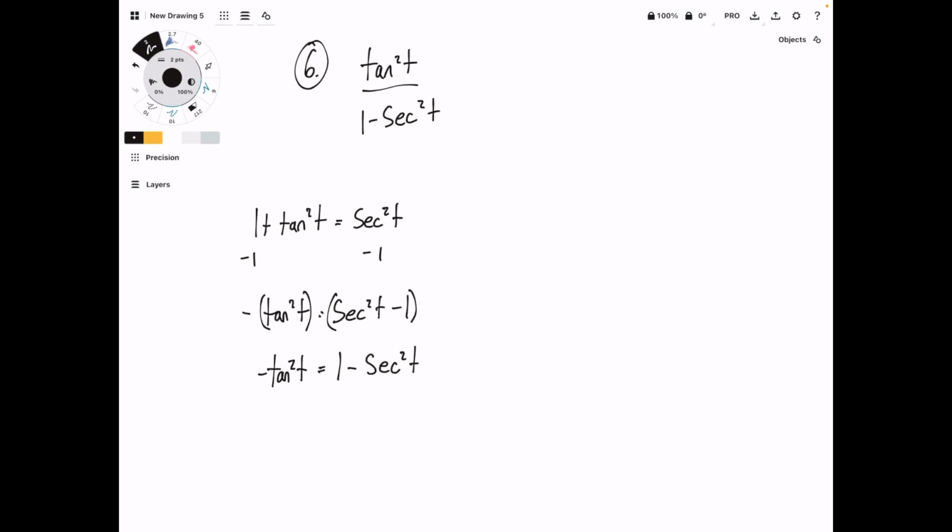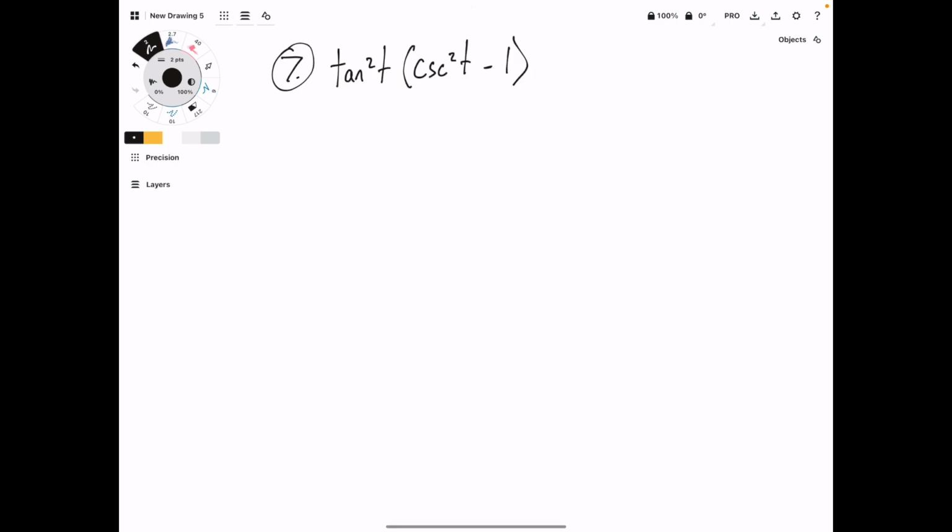Then we can plug in negative tan squared t. So this is going to be tan squared t over negative tan squared t. And our final answer is going to be negative 1. For question 7, we have tan squared t times (cosecant squared t minus 1).